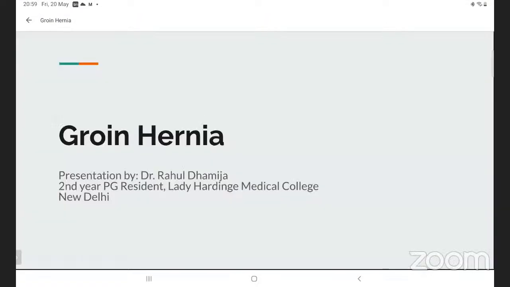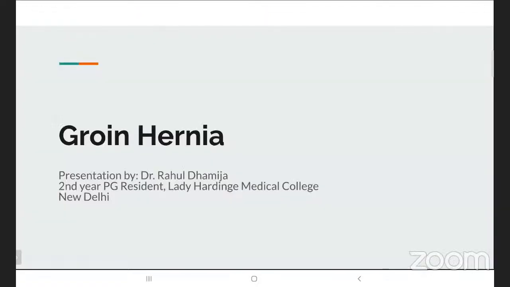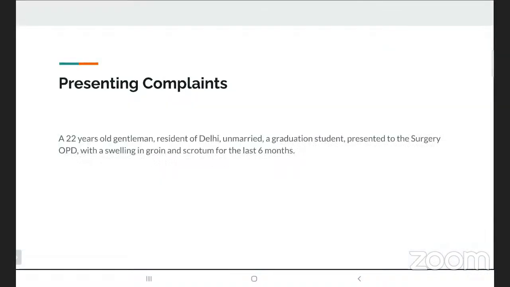Good evening, esteemed faculty. I'm Dr. Rahul Dhameja, a second-year PG resident from Lady Hardinge Medical College, and I'm here to present a case on groin hernia. My patient, a 22-year-old gentleman, a resident of Delhi, unmarried, and a graduation student, presented to our surgery OPD with a swelling in the groin and scrotum for the last 6 months.